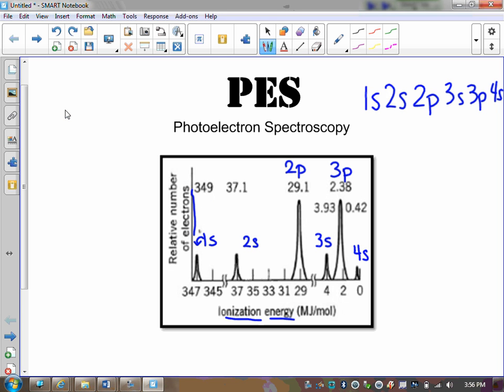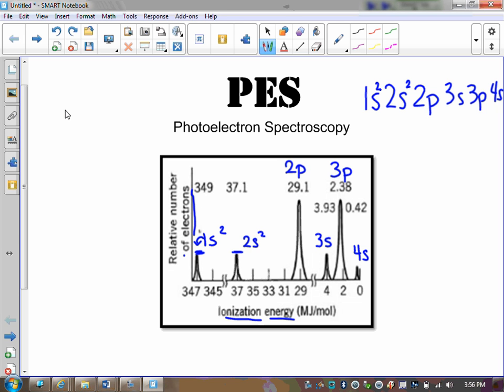So if you take a look at this first peak, we know that it will fill the 1s completely. So 1s is going to have 2 electrons in it. We know that that's what it will have. Notice the height of the first peak and the height of the second peak are the same height. Remember, this axis is the relative number of electrons. So that's telling you there's also 2 in 2s, which we would have assumed anyway, because we know if we're at ground state, they're going where they're supposed to be going. So 1s and then 2s, so we have 1s2, 2s2.